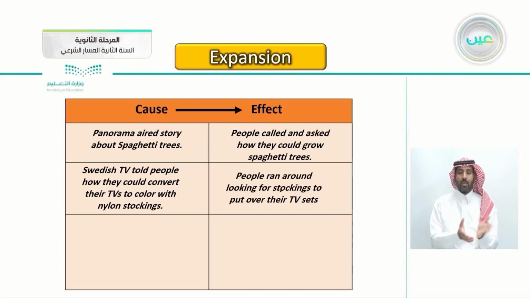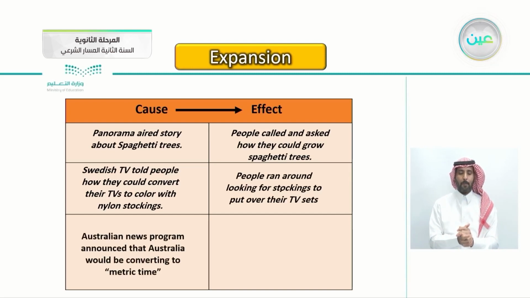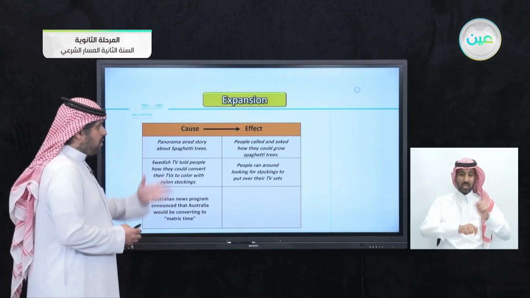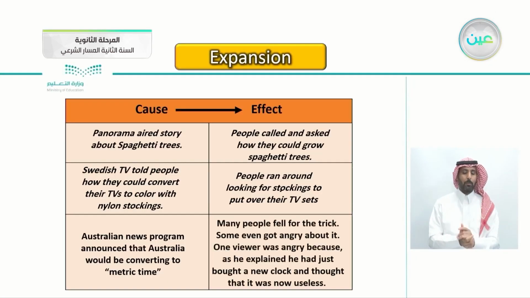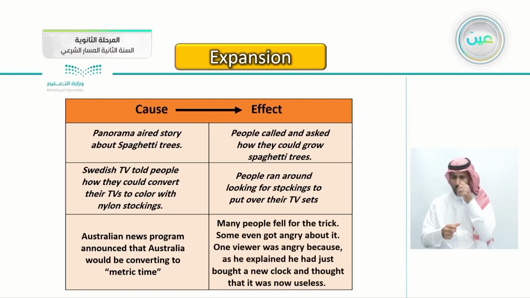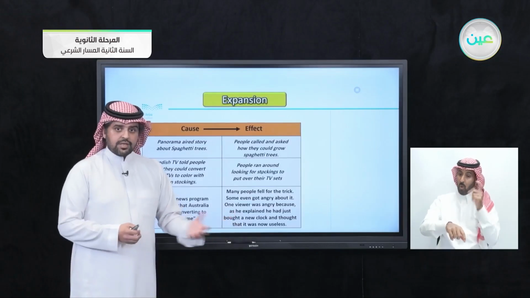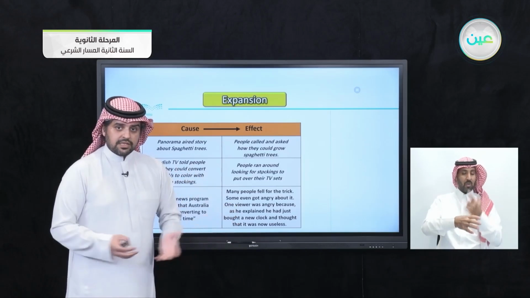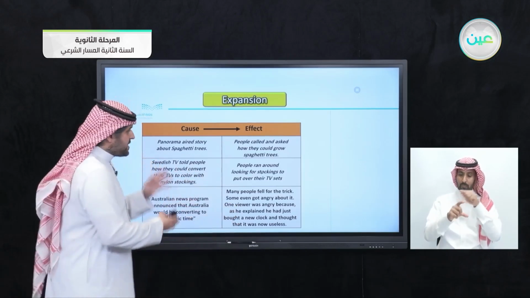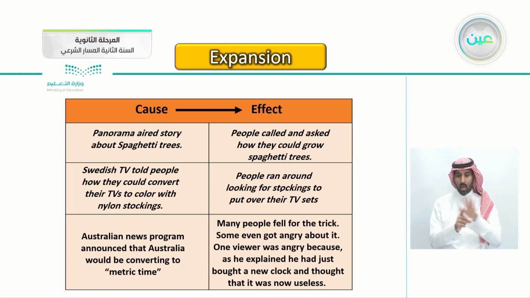So give me another one here, the final example. So yes, very good. An Australian news program announced that Australia would be converting to metric time. Of course, there is no such thing as metric time. What's the effect here? What's the result? Yes, many people fell for the trick. Some even got angry about it. One viewer was angry because, as he explained, he had just bought a new clock and thought that it was now useless. So people who bought new clocks thought that it was now useless because the country would be changing to metric time. So this is an example of the cause and effect chart that will help you to write your own essay.